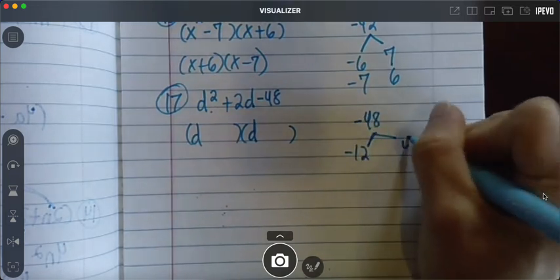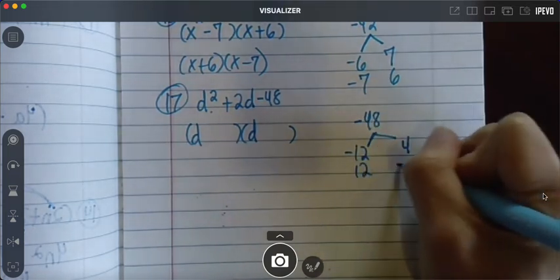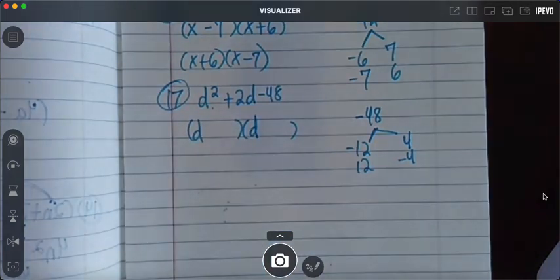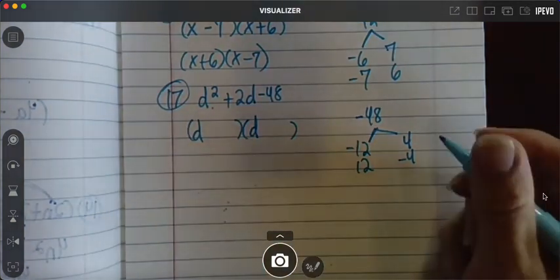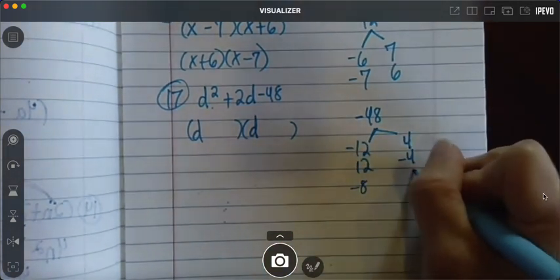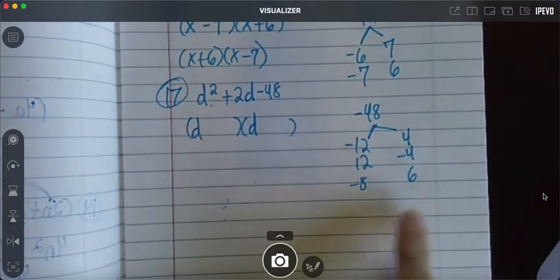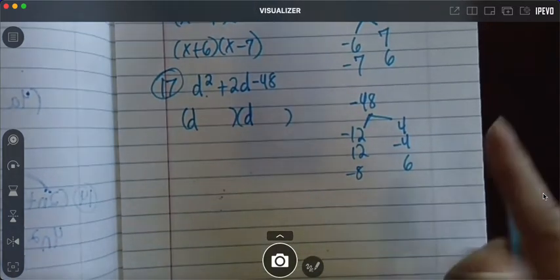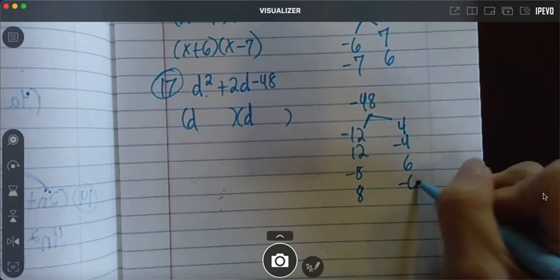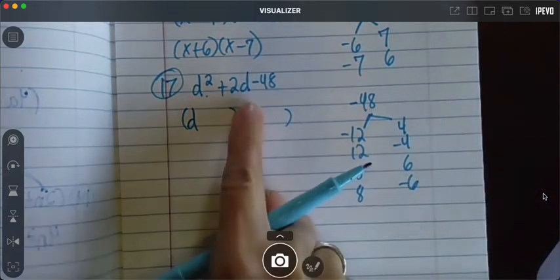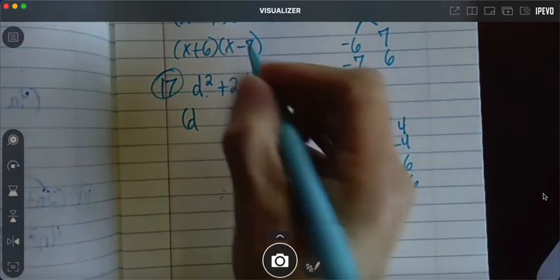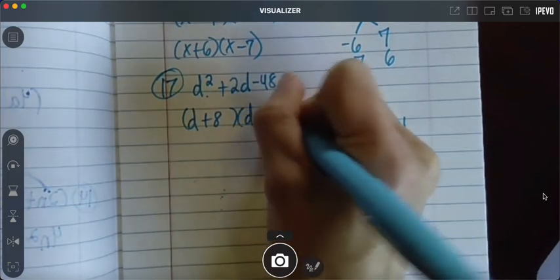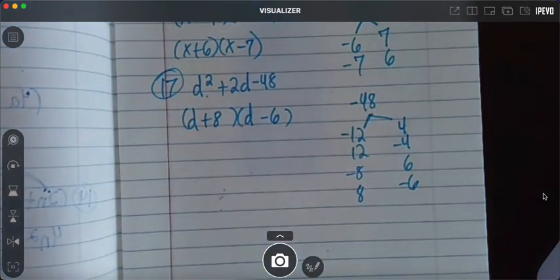Negative 12 and 4. Or do it that way, but that's not going to add to 2. What else? How about negative 8 and 6? But that adds to negative 2, so I need to switch it, right? A positive 8 and a negative 6. Does that add to 2? Yes. So I'm going to put a positive 8 and a negative 6. Again, whatever order you do is fine.